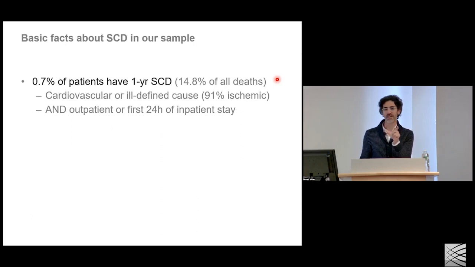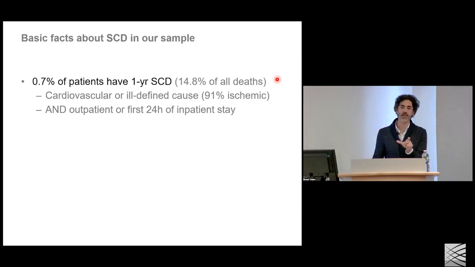So they need to have that cause of death written down, and the death needs to have happened either outside of the hospital or within the first 24 hours of an inpatient hospitalization. So this is not people who got into the hospital, were hospitalized, and died a week later after a long hospitalization. This is people who die suddenly, of an apparently cardiovascular or unknown cause that's out of the blue. So that's the definition that's usually used in these retrospective data settings.